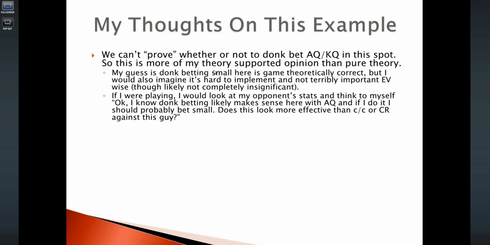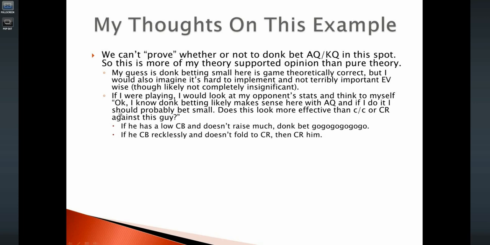Does this look more effective than check calling or check raising against this guy? So I can see how donk betting small here makes sense. It's something that's going to run through my thought process, but then I'm going to look at his stats and see what I really want to do. If he has a low c-bet and doesn't raise much, donk bet, go, go, go, go, go, go.